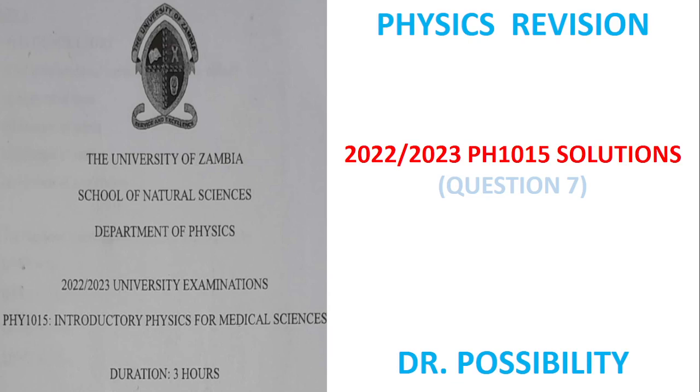In this physics class, we are just going to have our physics revision, looking at the 2023 physics exam paper. Basically, we are focusing on question 7, sorry. There were 7 questions in Section B, and for now I'll just look at the 7th question.